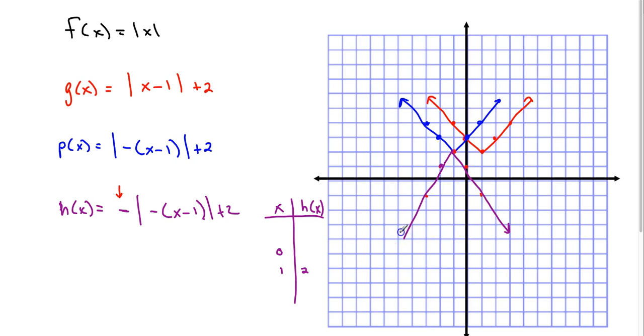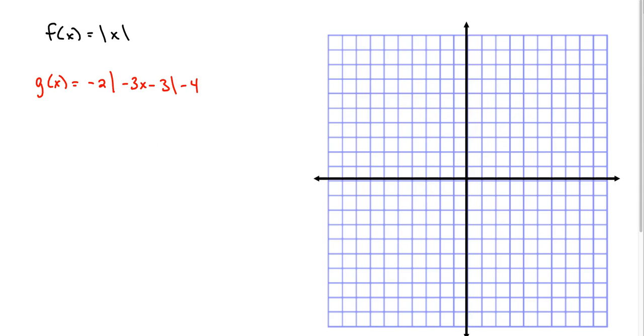And that was to show you the differences between the negative sign outside the absolute value, which reflects, so now my graph goes downward, and the negative sign inside the absolute value, which does not change the direction of the graph. It still shows up, but it just reflects over the y-axis.